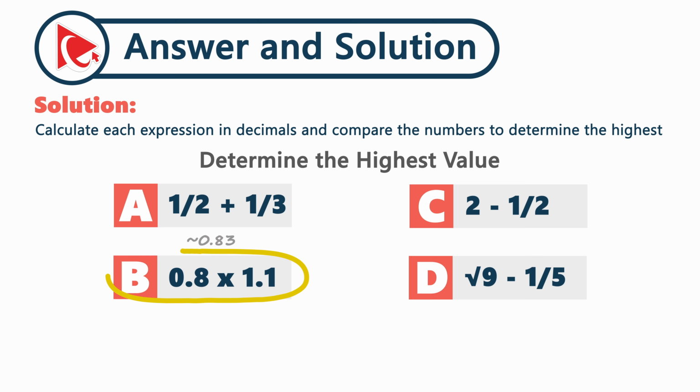Now let's look at choice B, 0.8 multiplied by 1.1. If you think about it, it's so simple you can do it in your head. It would be equal 8 multiplied by 11, moving the results behind the dot. So the answer is 0.88.